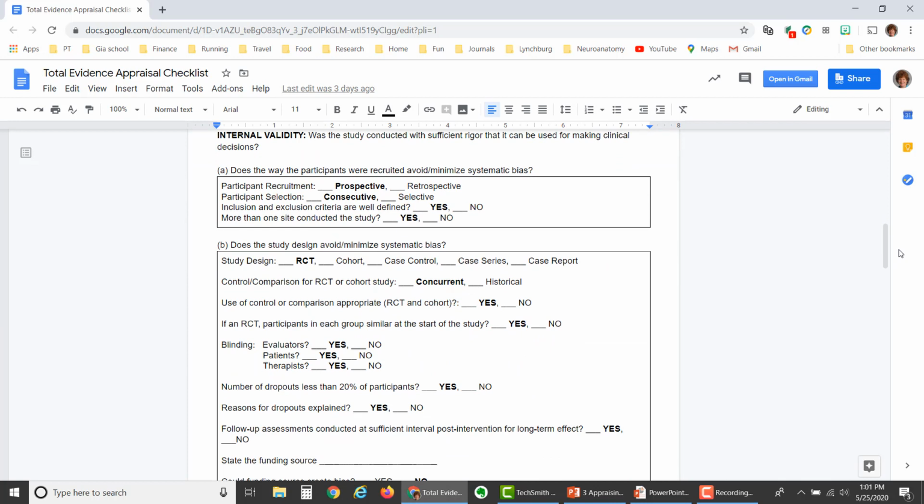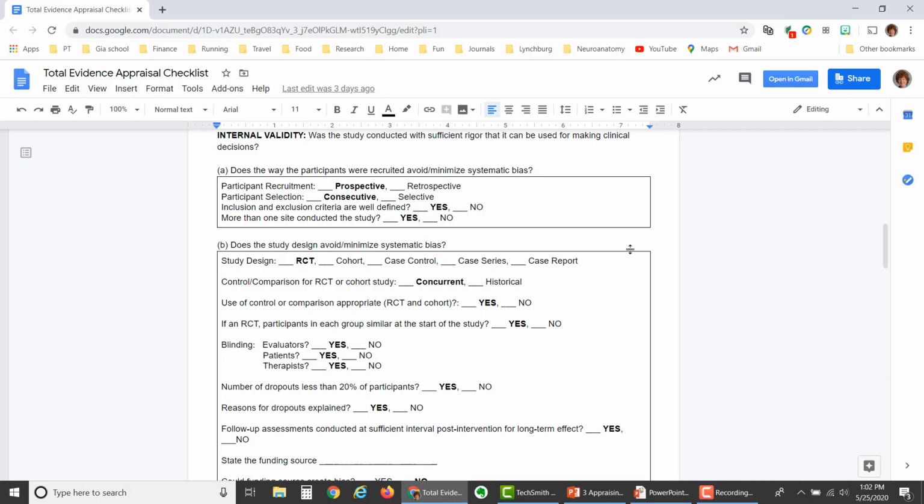Another important vocabulary term. Internal validity, when you hear that term, you should think, was the study conducted with sufficient rigor that it can be used for making clinical decisions? In other words, was this a good study, or was it like the Manual Therapy Cures Death article that we talked about in the first class? Again, same format for the form. If the answer to the question is bolded, indicates a better quality article.